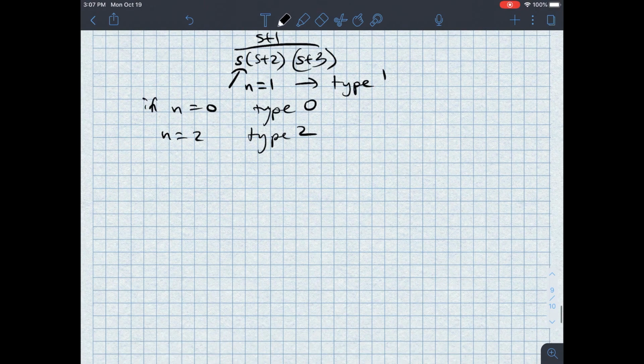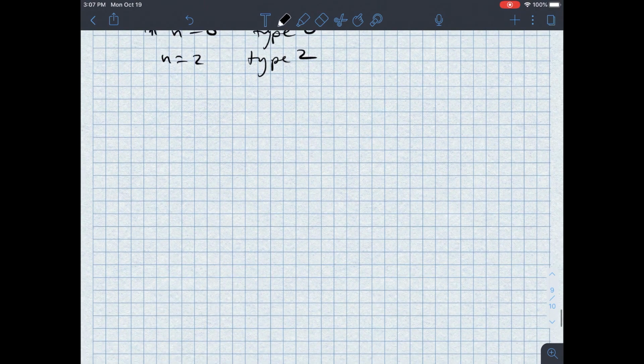Now that I have that type, what I'm going to do is form one big table where, based on input, we can figure out what the value is based on type. So type 0, type 1, and type 2. So I'm going to write the constant and the error for each.